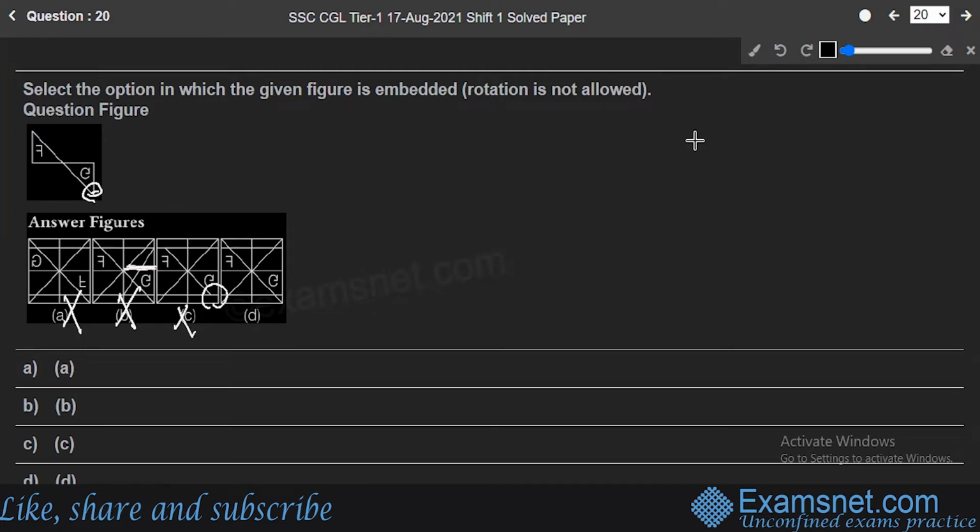But if I'm looking at option D, this is exactly the one, so this can be embedded in option D. This is the correct answer to the given question. So option D is the correct answer to the question. Hope you are clear with this. Then let's move to the next question.